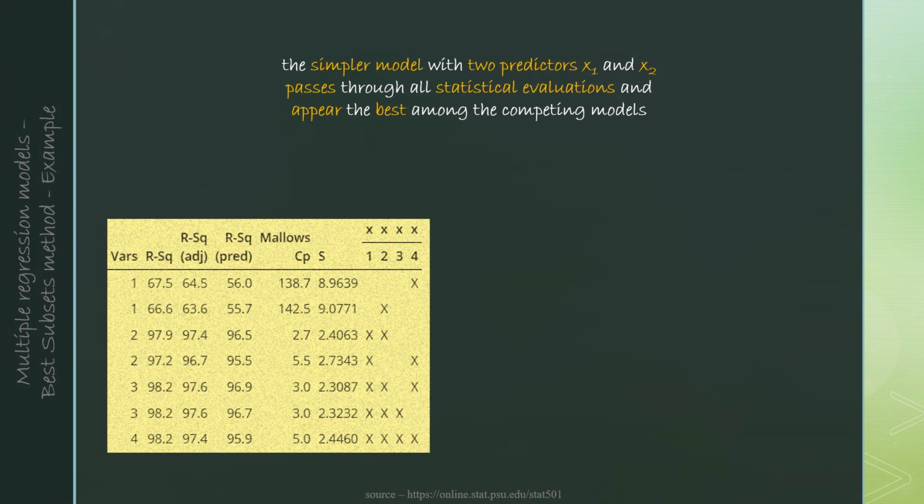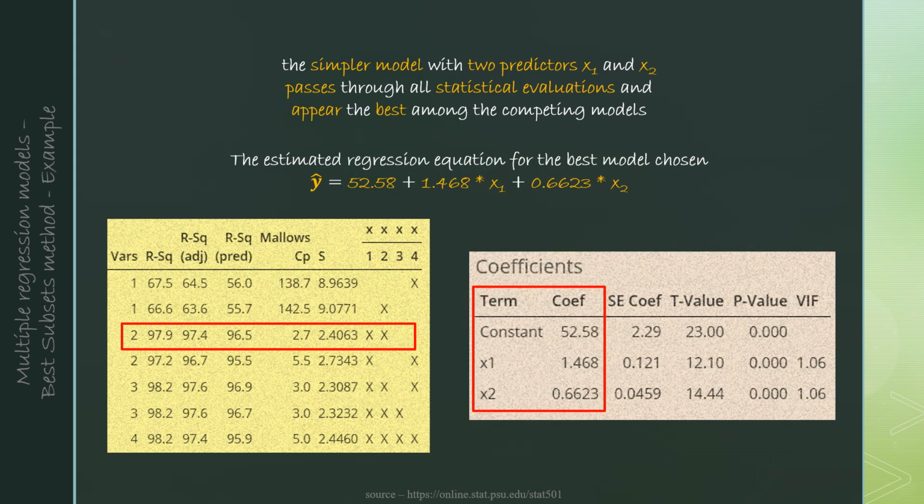Therefore, the simpler model with two predictors x1 and x2 passes through all statistical evaluations and appears the best among the competing models. The estimated regression equation for the best model chosen is therefore y hat equals 52.58 plus 1.468 multiplied by x1 plus 0.6623 multiplied by x2.